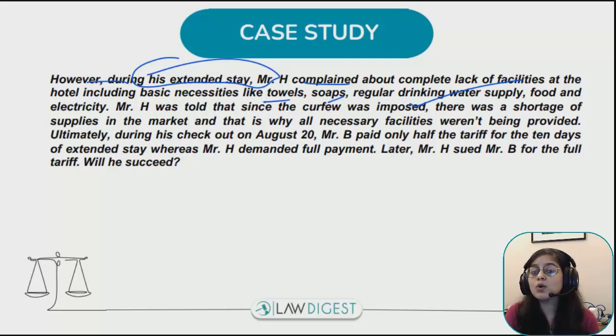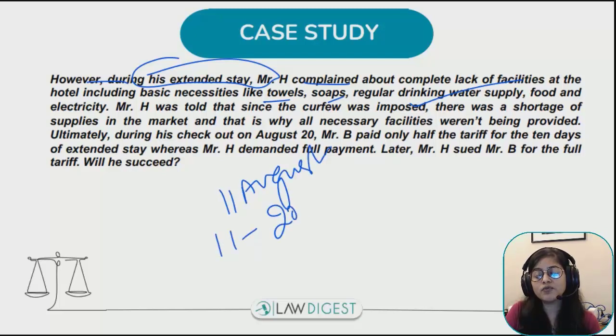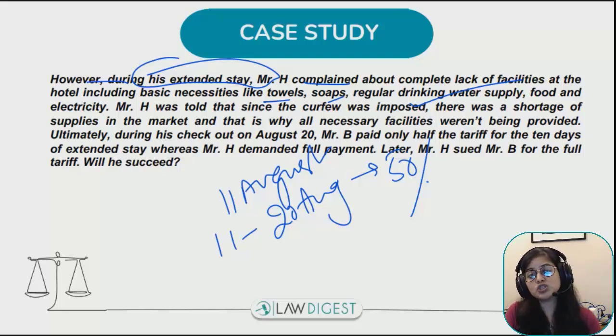And ultimately what happened was that because of this tiff, Mr. B did not pay the whole amount. He paid half the tariff of the extended stay, which means that he paid for the time till 11th of August in full, but from 11th of August to 20th of August, whatever the tariff was, he paid only 50% of it. So Mr. H demands full payment out of him, which he does not give, which is why Mr. H is suing Mr. B for that extra tariff. Now, will he succeed is the question.